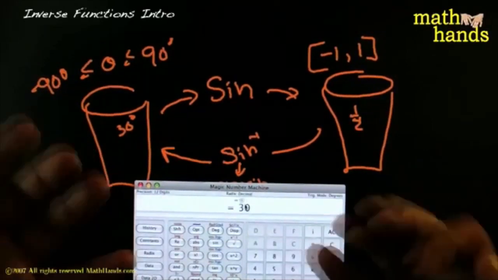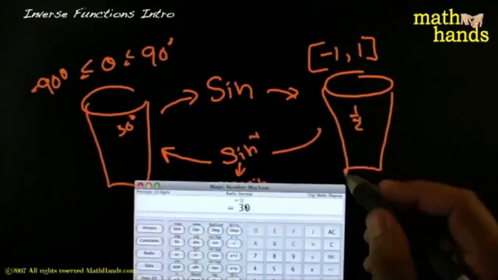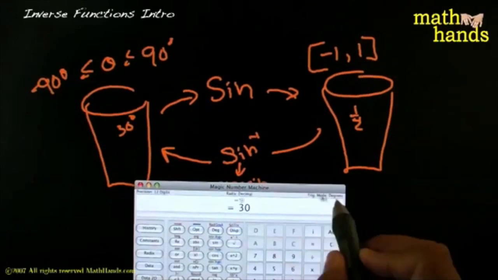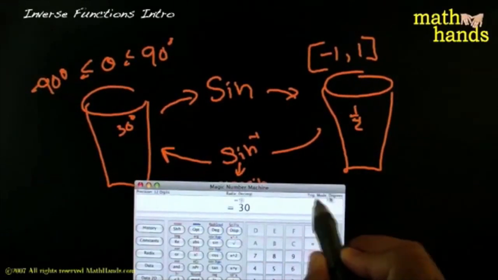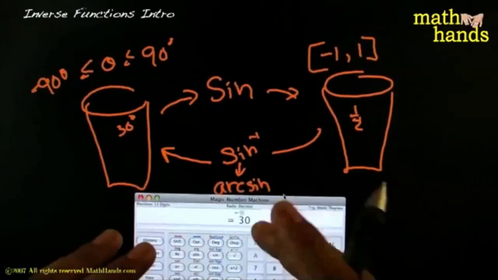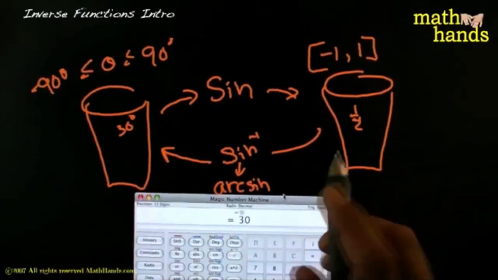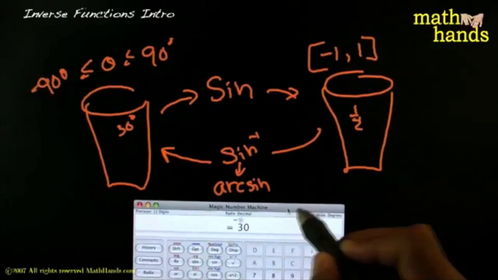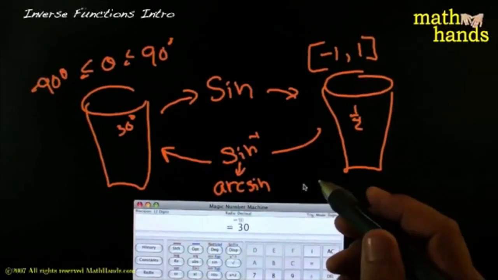I told you. Didn't I tell you? That's why they pay me. By the way, the mode is degrees. If I had radians, it would give me the number of radians. Make sure you practice using this. Here, let's do one that is not famous.